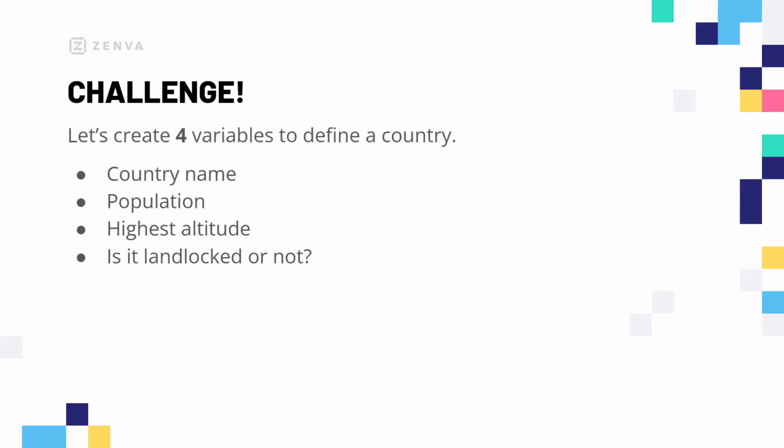Okay, so a bit of a challenge. I want you to create 4 variables to define a country. I want you to create a variable for the country name, for the population, for the highest altitude, and for whether or not it is landlocked. And what I want you to do is use one data type for each of these variables. I want you to use an int, a float, a bool, and a string. So figure out which data type you need to use for which variable, write them down, and give them a value. And I'll be right back in the next lesson to see how you're done.